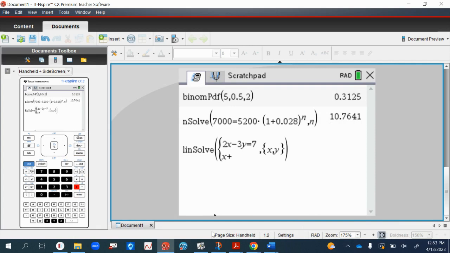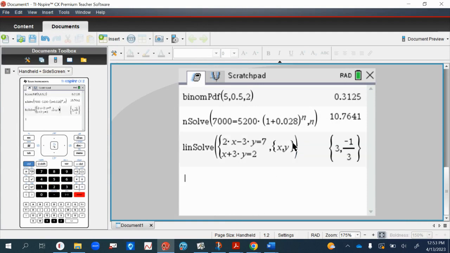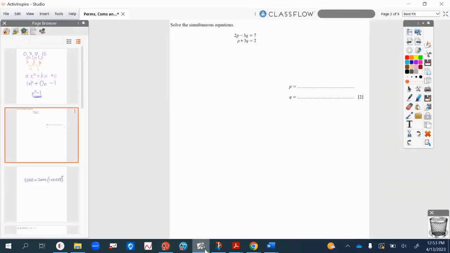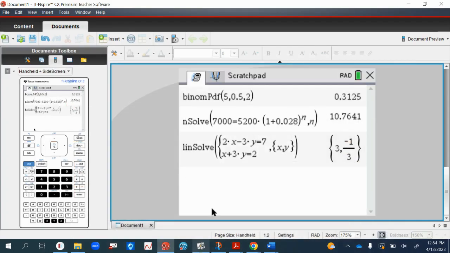So it's x plus 3y, and that is going to be equal to 2. And then you should just be able to press enter, and there are your answers. So x is 3, and y is minus a third. So you're going to have to interpret that then. So x, the first one, so that is p in this case, was 3.